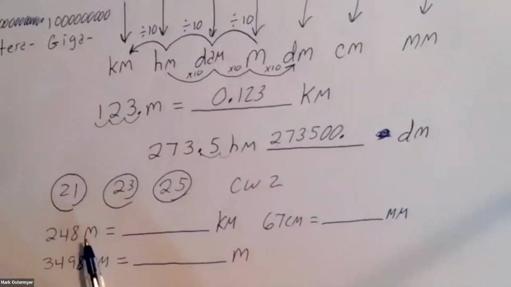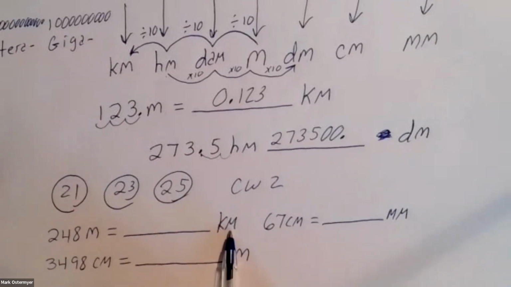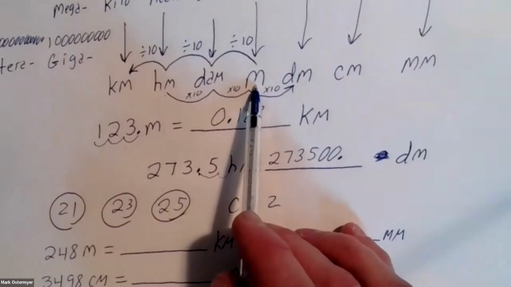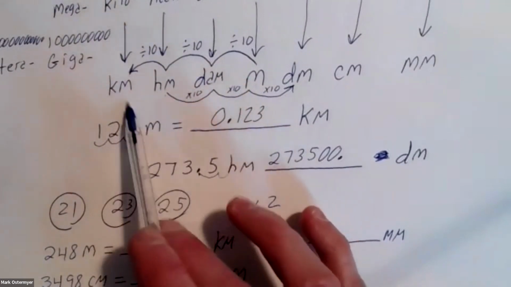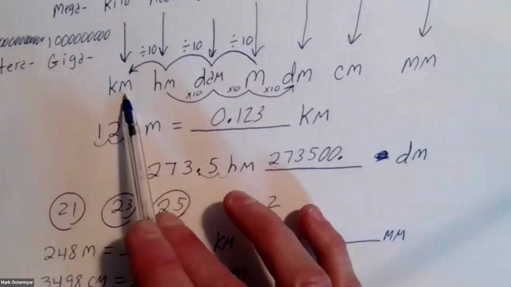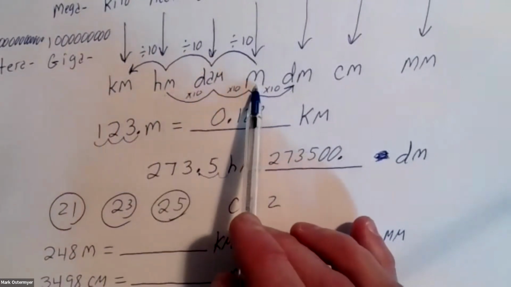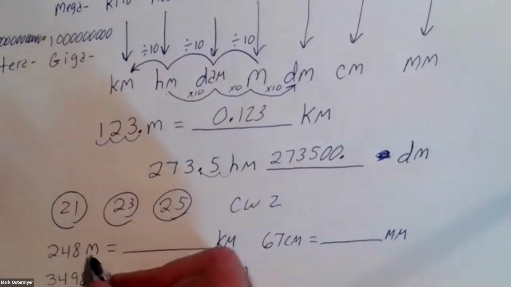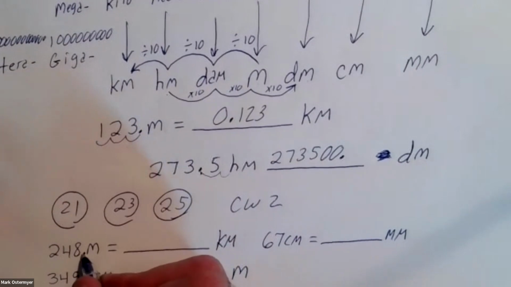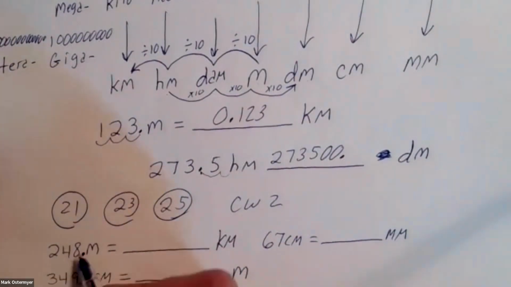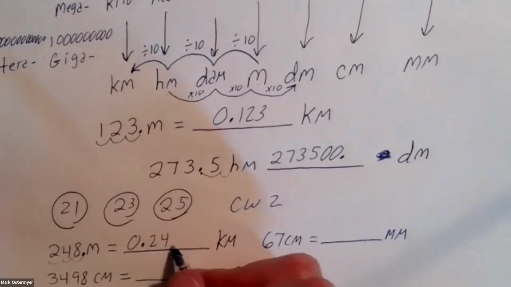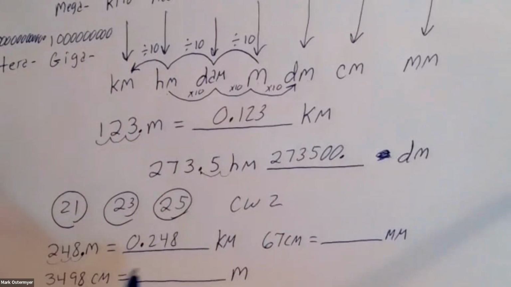So 248 meters converted to kilometers. We put our pencil here on meters, and we have to move our decimal point 1, 2, 3 places to the left. That's equivalent to dividing my meter measurement not by 10, not by 100, but by 1,000. That moves the decimal point 3 places to the left. The decimal point is understood to be to the right of the 8 here. 3 to the left, 1, 2, 3, 0.248 kilometers. Anybody get that one correct? Yeah, correct. All right, we're good on that?